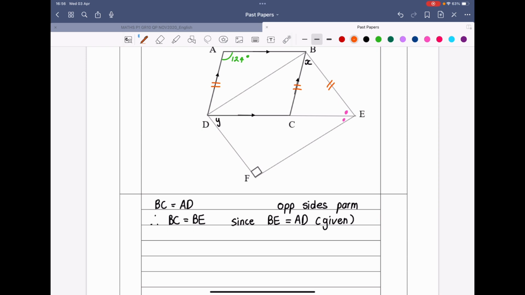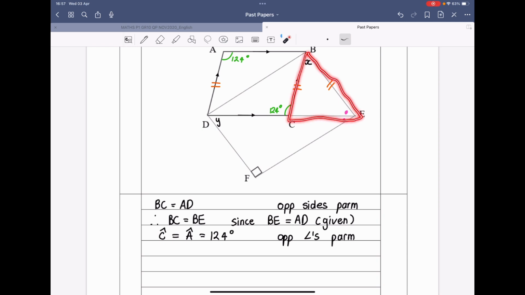Okay, and the next thing that I know about my parallelogram is that the opposite angles are equal, which means that this angle A is going to be equal to this angle C. So I'm going to say that angle C is equal to angle A is equal to 124 degrees, and that is because of opposite angles of a parallelogram. And I'm going to label that on my diagram. 124 degrees.